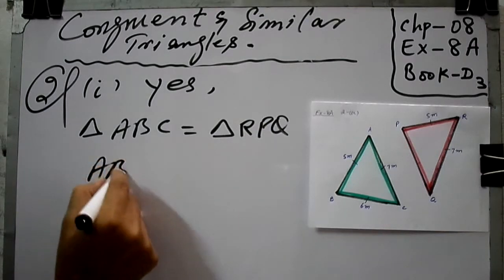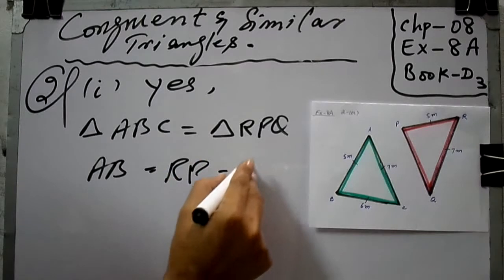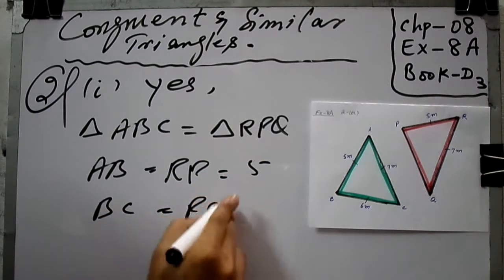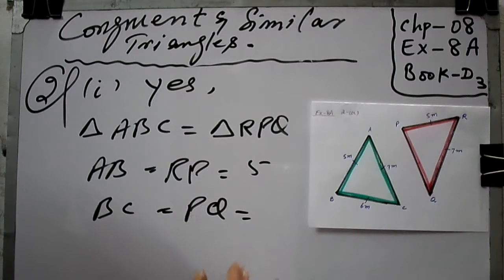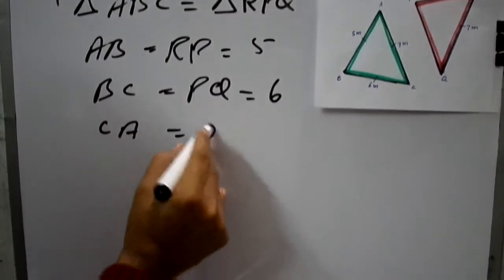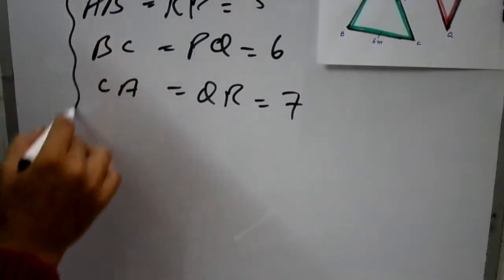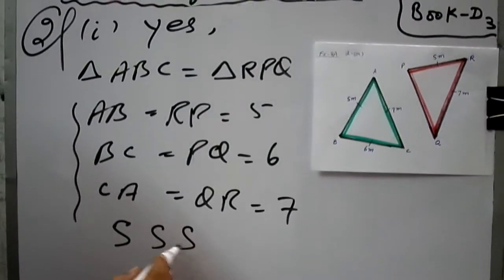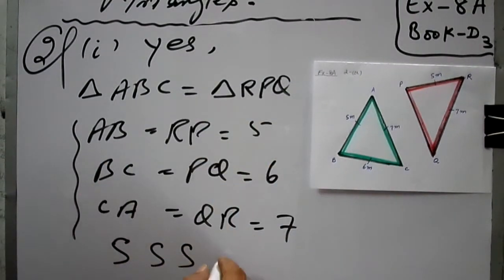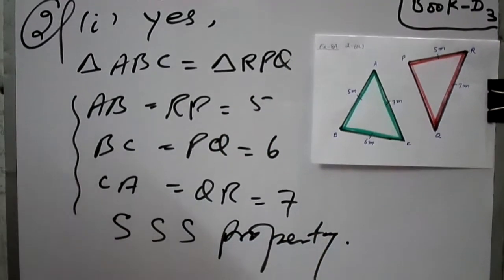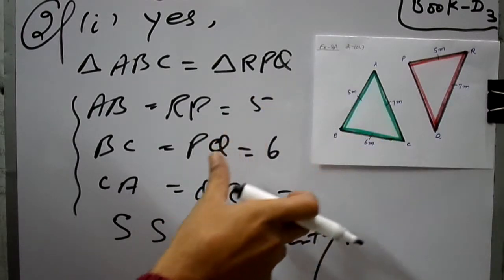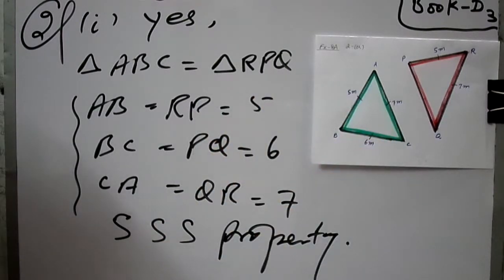because the side AB is equal to RP, that is equal to 5. Similarly, BC is equal to PQ, that is equal to 6. And similarly, the last one, that is CA side, is equal to QR, which is equal to 7. So having 3 sides equal, we can say SSS, 3 sides are equal, so by the SSS postulate, or property, both the triangles are congruent, because 3 sides are equal. That's why the triangles are congruent to each other.